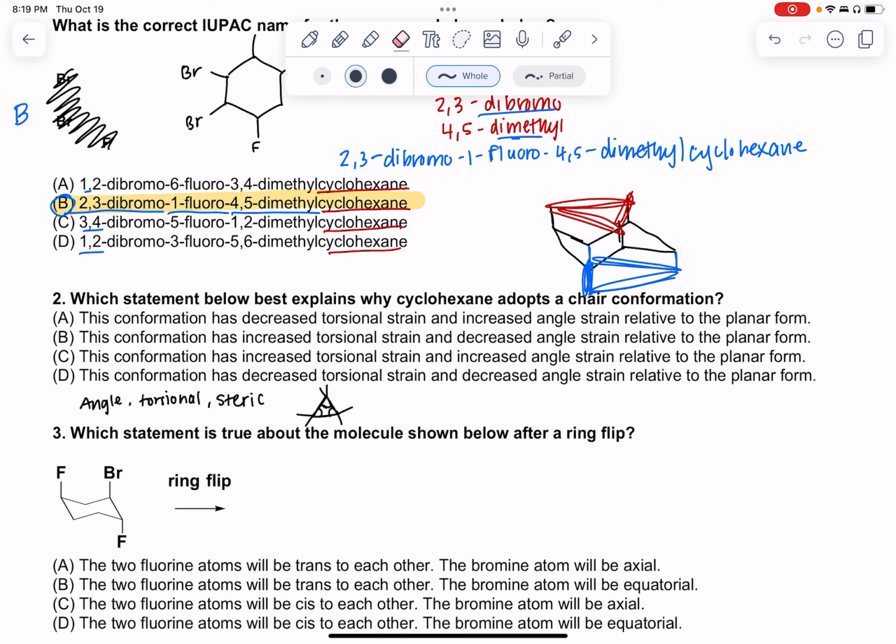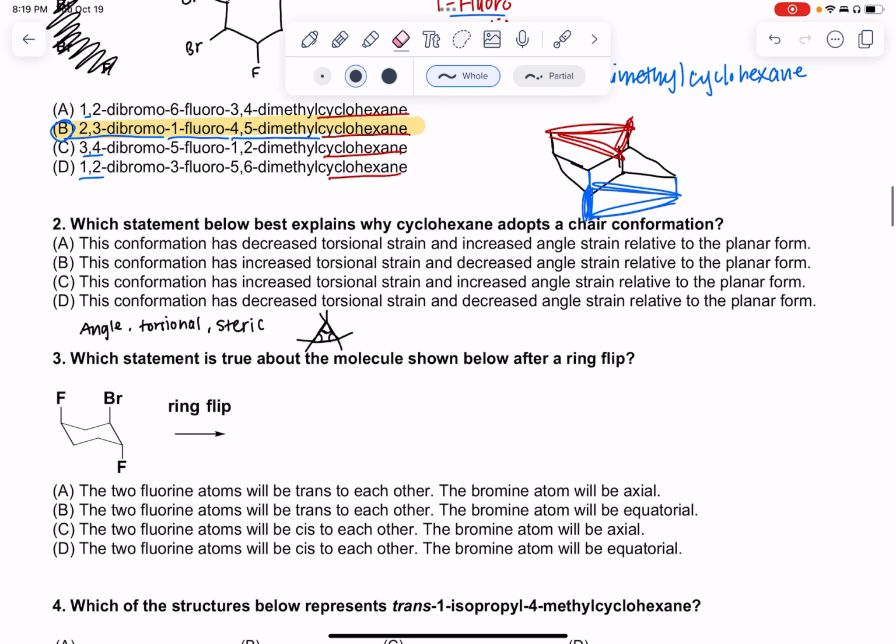Steric strain. This is steric strain. I don't know if I've been saying that right, but this is steric strain. So our chair conformation doesn't have any angle strain because it's got an ideal angle of 109.5. It also doesn't have torsional strain because we've put all these atoms at equatorial positions. And so we're alternating which ones are interacting with each other, and they're not eclipsing anymore.